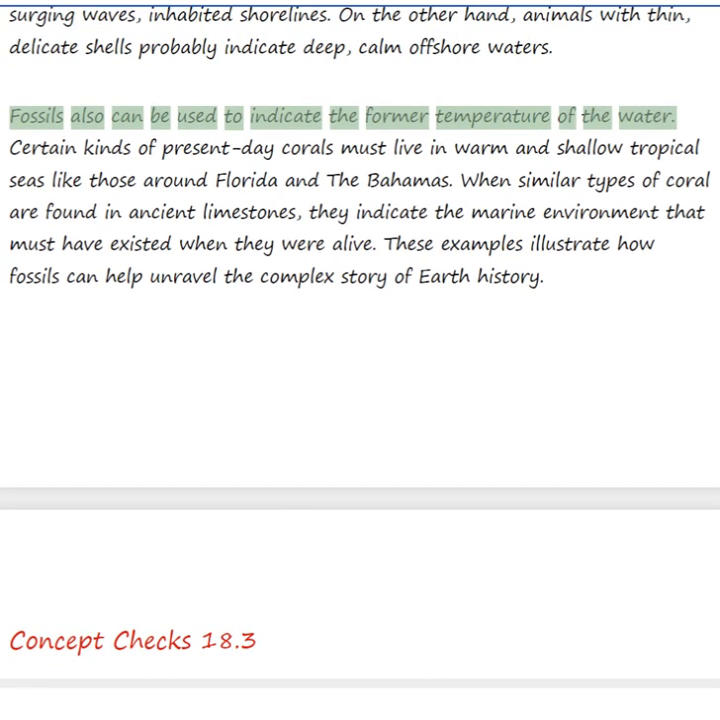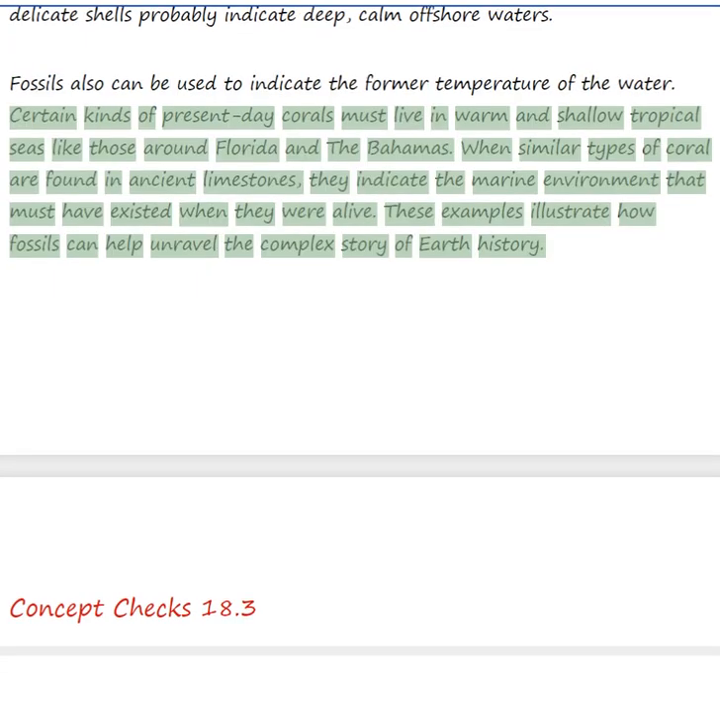Fossils also can be used to indicate the former temperature of the water. Certain kinds of present-day corals must live in warm and shallow tropical seas like those around Florida and the Bahamas. When similar types of coral are found in ancient limestones, they indicate the marine environment that must have existed when they were alive. These examples illustrate how fossils can help unravel the complex story of Earth history.